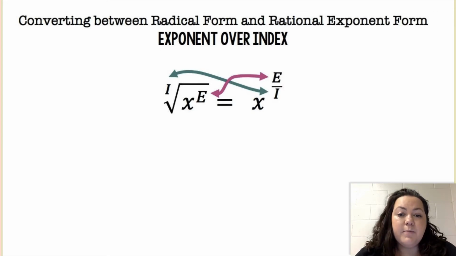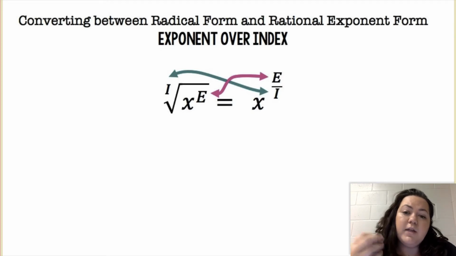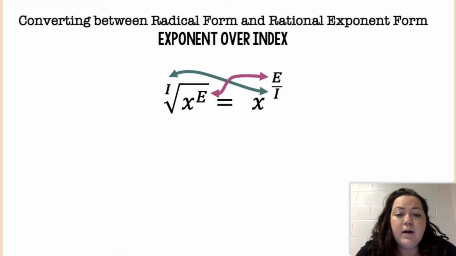In this video we're going to talk about converting between radical form and rational exponent form. In radical form, you're going to have a square root, cube root, fourth root, and that little number on the outside part, that little V piece, is called your index. If it's within the radical and it's raised to a power, that power is your exponent. When you change it to rational exponent form, you're going to have fractional exponents, and you're always going to put the exponent over the index.